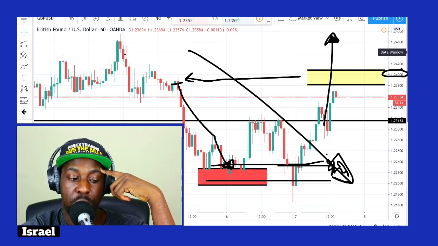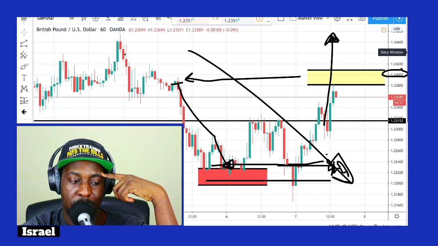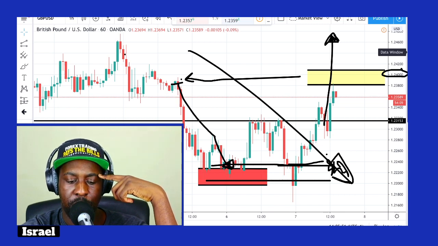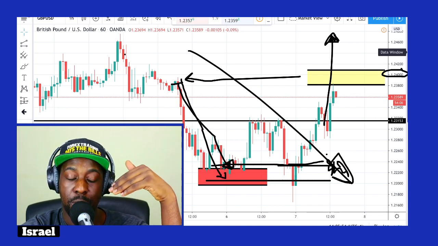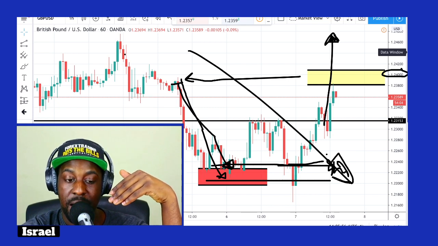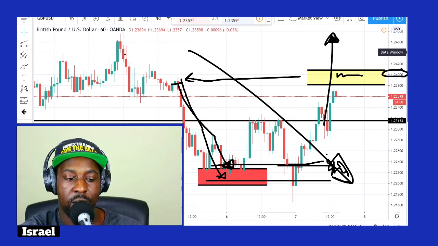But this was a huge sell-off last time. This is where price sold off into this particular region before, the 122.20. So it's a 180 pip drop, right? So don't be surprised if price comes into this particular region again. This is a 20 pip region, right?